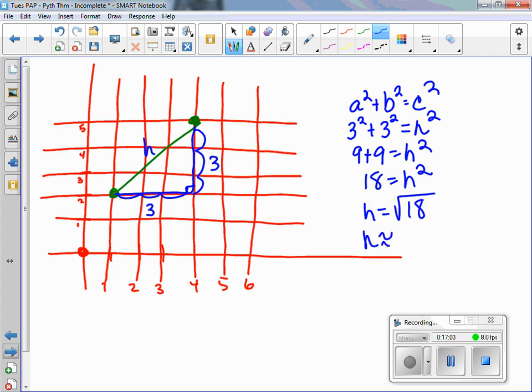Or you may actually be asked to approximate that, and so that would be really close to the square root of 16, which is 4. And the other side would be 25, so it's definitely closer to 4. So that would be approximately 4 units.